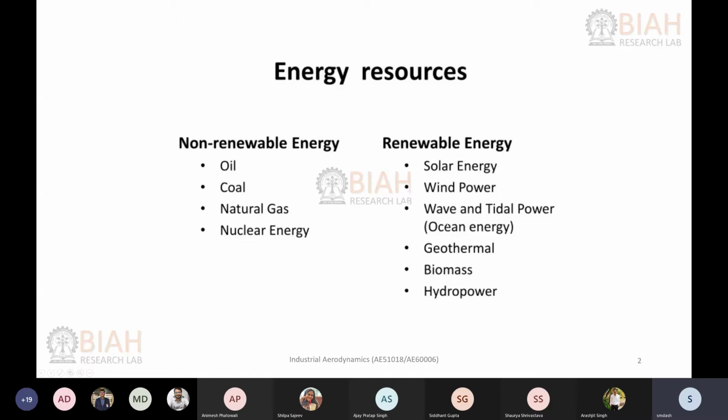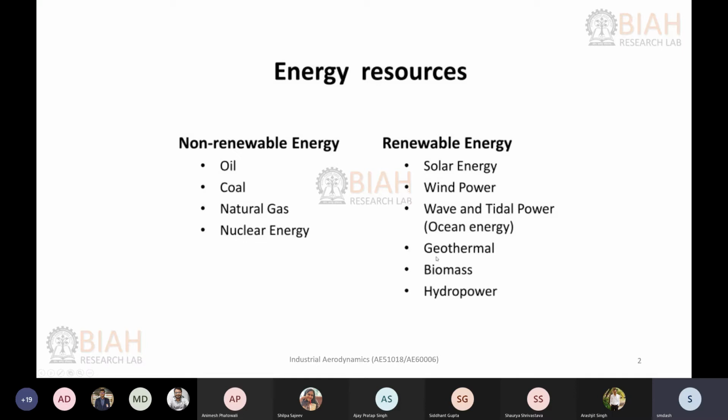Basically, they are ocean related. Geothermal. Anyone know about geothermal? When we can tap energy from the Earth's core. If you know that the Earth's core is at a very high temperature, and if you can somehow get that high temperature condition, basically steam also, that can be used to run geothermal power plants.